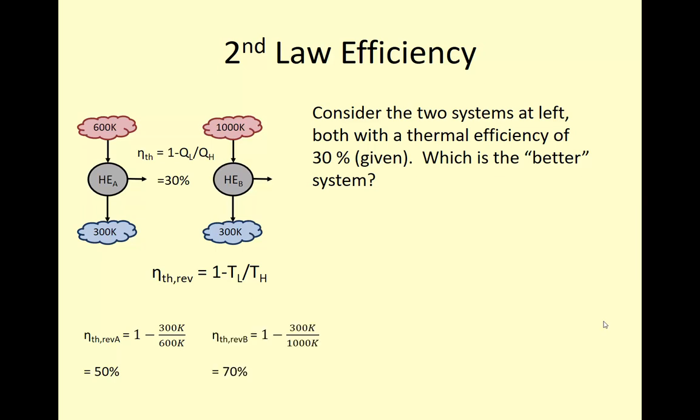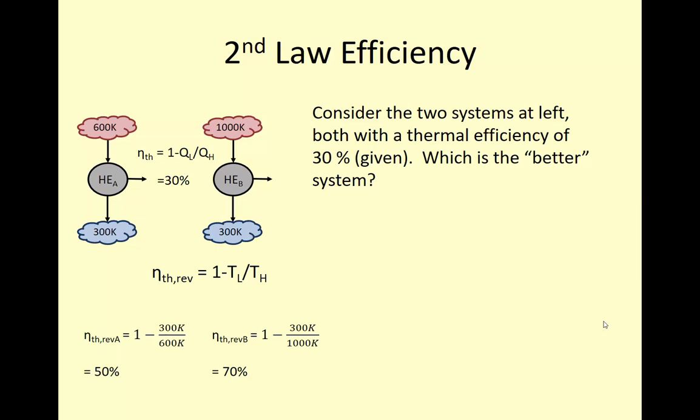Heat engine B has a thermal efficiency of 70%. So again, we ask, which one is the better system? If you're just looking at the reversible thermal efficiencies, you might think, oh, of course, this is a better system because it has a higher thermal efficiency. But still, that's not the total picture.